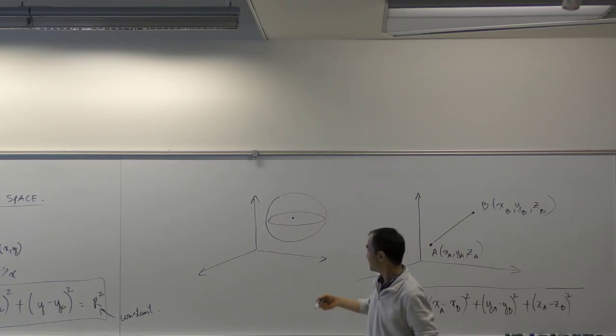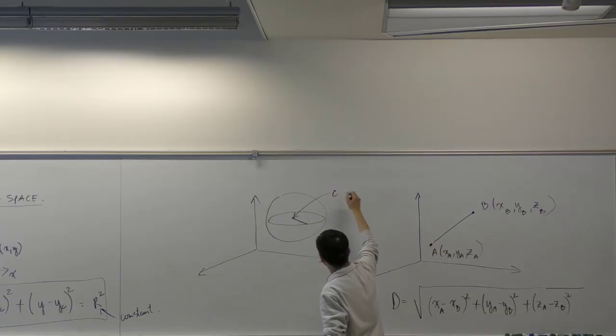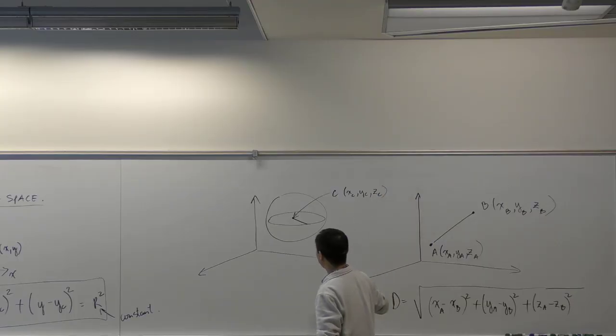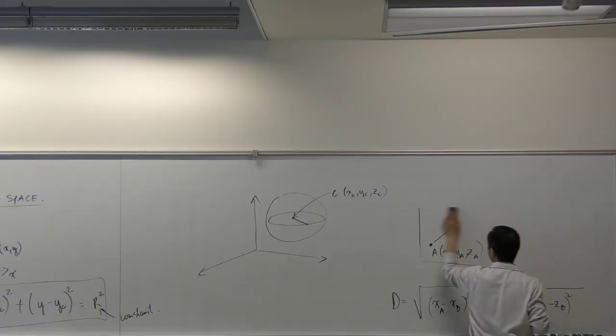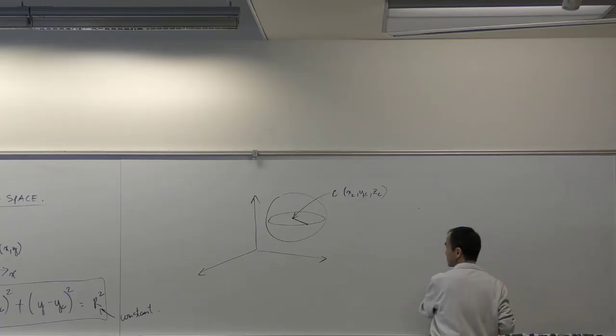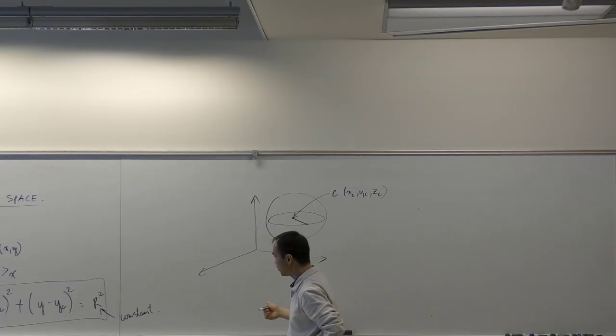Okay? So from that center over here, there is a fixed distance out to the surface of the sphere like that. Let's call the center point C with coordinates xc, yc, zc. With that point, that description of this sphere, our equation becomes just exactly that version. We extend that to one more dimension.